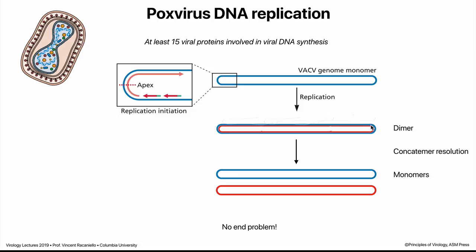And so you have to do resolution of these concatemers. Okay, you have to somehow break each of them, break double strands, if you will, and separate the two monomers. And now you have the original strand and a replicated strand. And that will go over, and they will each go on and be replicated in the same way. And of course, there's no end problem because it's essentially a circle. And that's the solution to that problem for this virus.